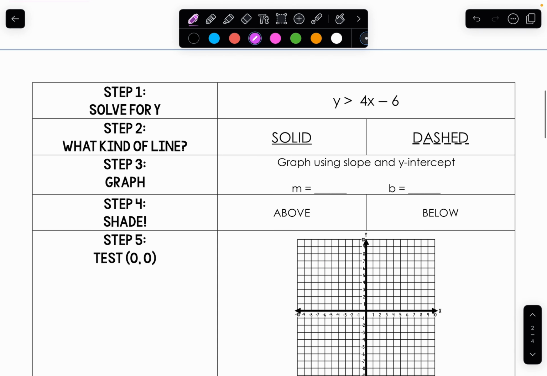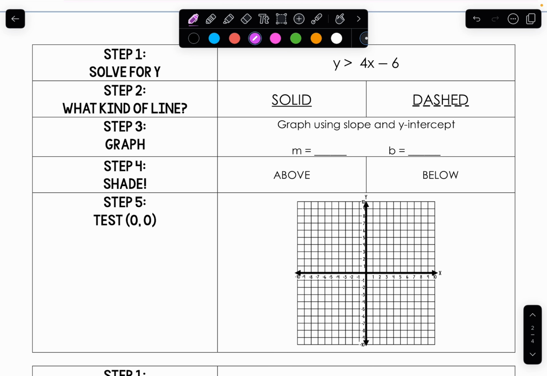Number 2. Okay, first thing you want to do is figure out what kind of line by looking at the inequality. Well, the inequality is not underlined. When it is not underlined, that indicates that we're going to draw a dashed line. Okay, so now we move on to graph our line.